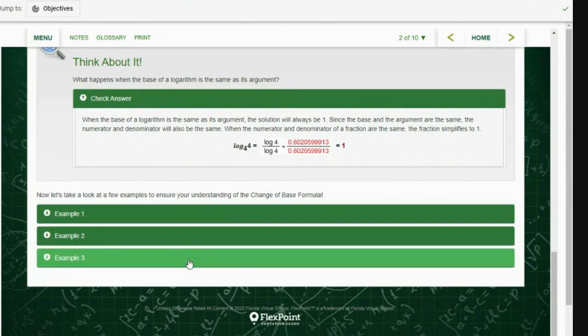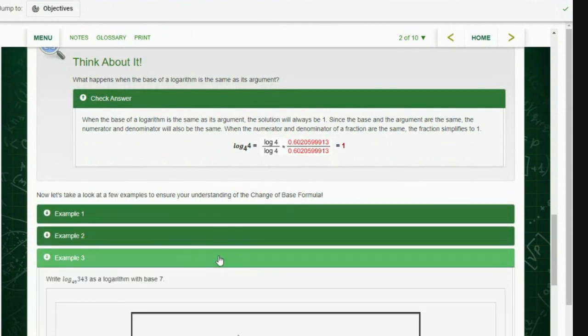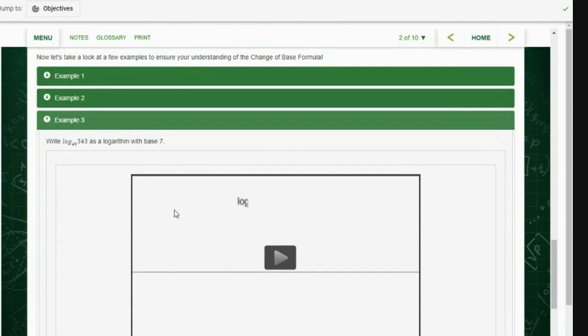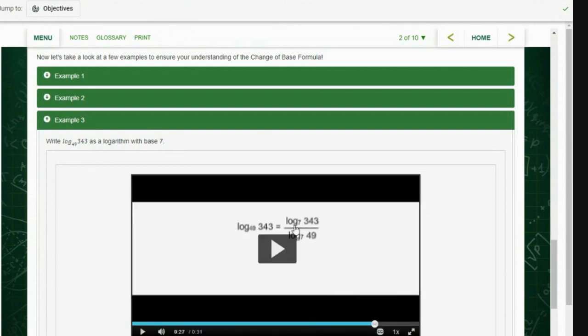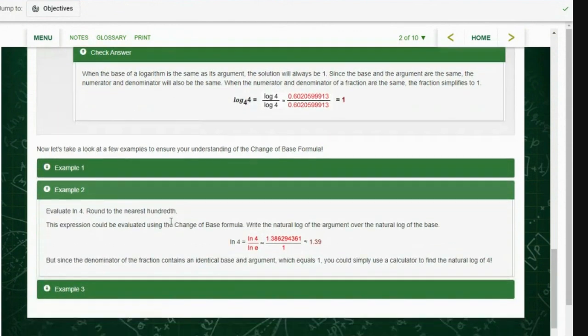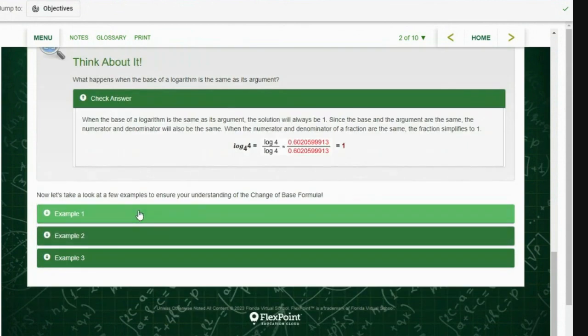All right, and then they give 3 more examples. We won't do all of these on paper, but you can go back and look at that because there's some videos here. Log base 49 of 343. Write that as a logarithm with base 7. That's where you can choose whatever number you want. If you watch this video, see it's log 7 of 343, log 7 of 49. You can use whatever base you want. Evaluate ln of 4. So ln 4 divided by ln of e, because that's base e. First example.